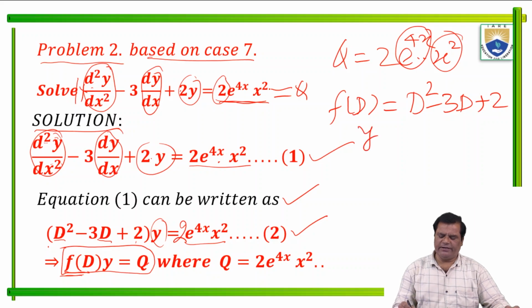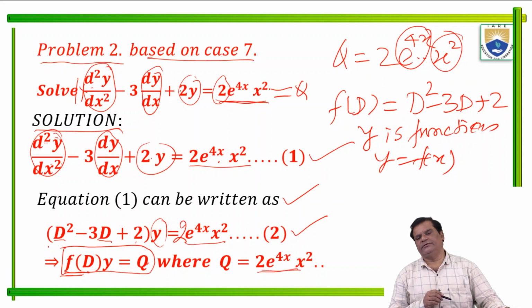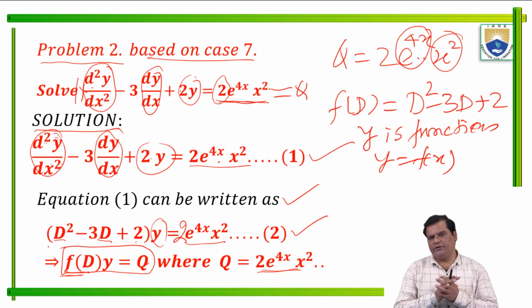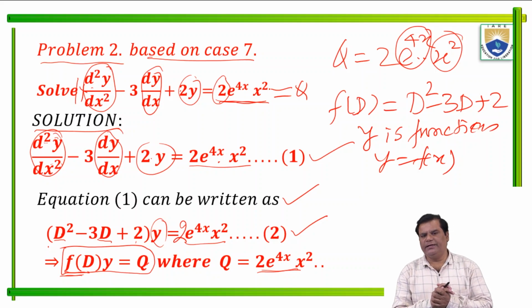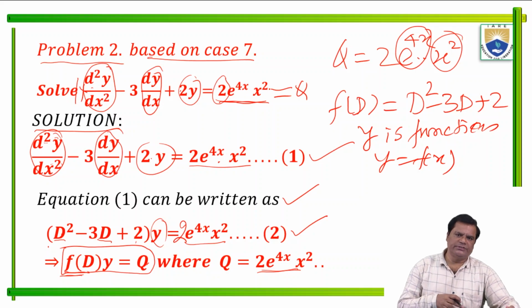y is some function of x, y = f(x). And Q is this function, a standard function. In it there are two functions multiplied together: the first is exponential, the other is algebraic. So this is special case 7.